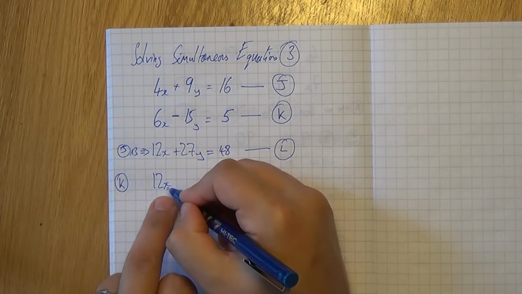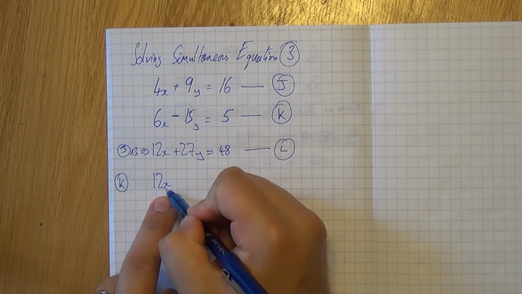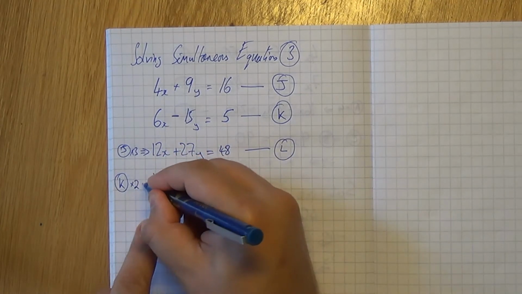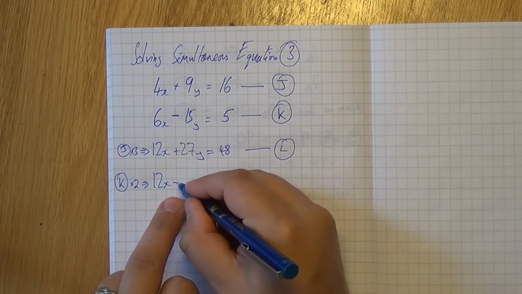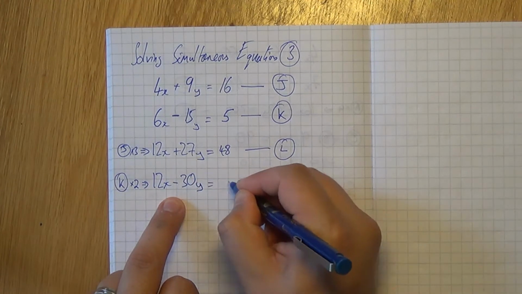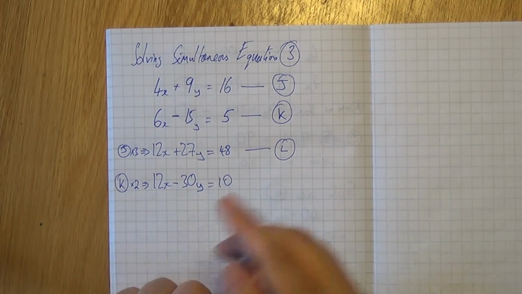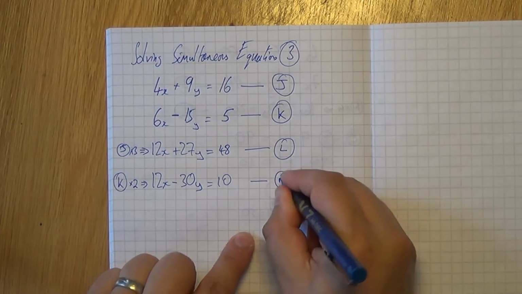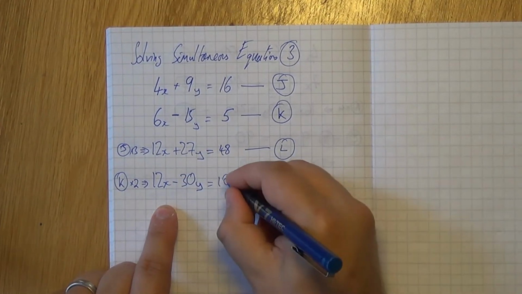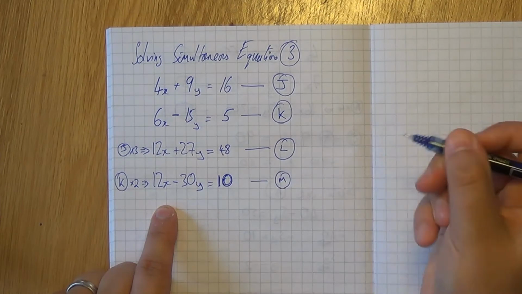K, we're trying to get 12x again. What do I do to that to get 12? Well, it's timesing by 2. That means I'm taking away 30y's, and that gets me 10. Alright, and that's equation M. We've now got our 12x's matched up. We've got something we can actually use.